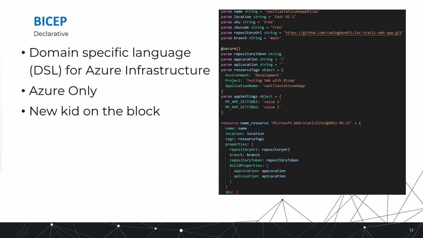Bicep is a relatively new infrastructure as code option for Azure, and it provides a more streamlined and simplified way to define and deploy Azure resources. Bicep is a declarative language that allows you to define the infrastructure as code, and in opposition to JSON, it seems to be a little bit more clear and concise. Bicep is an open source project that is designed to improve the experience of defining and deploying Azure resources.